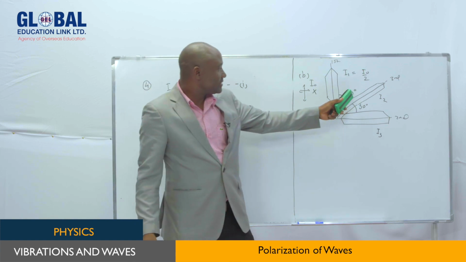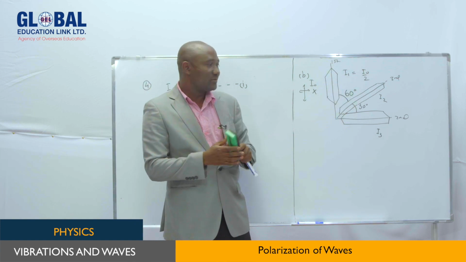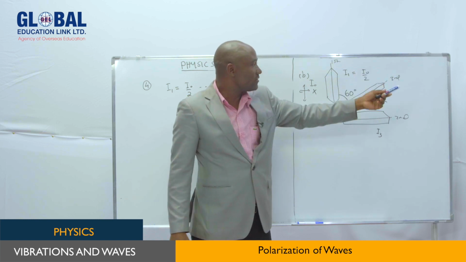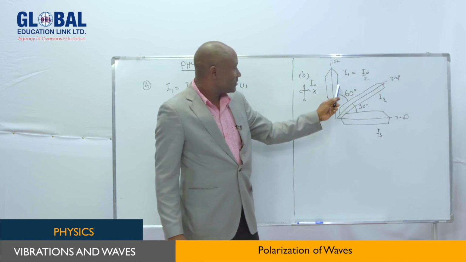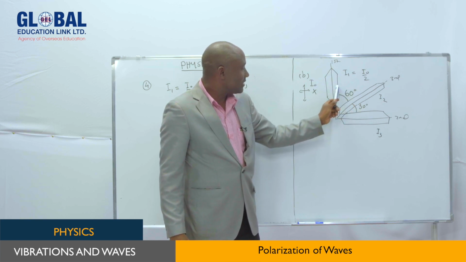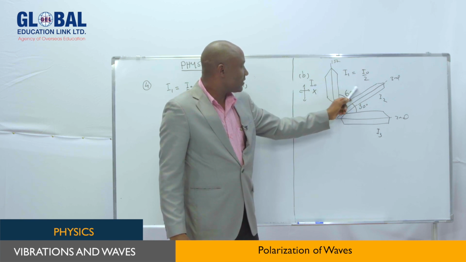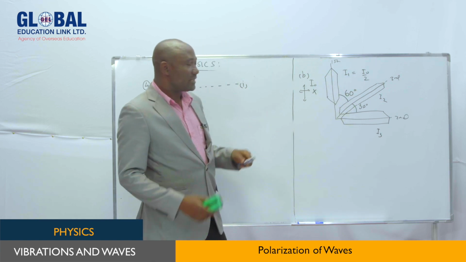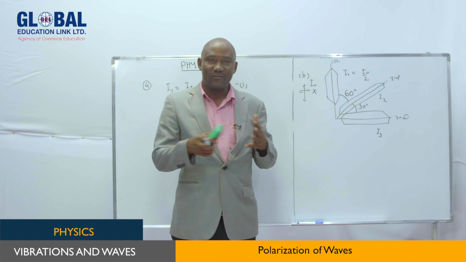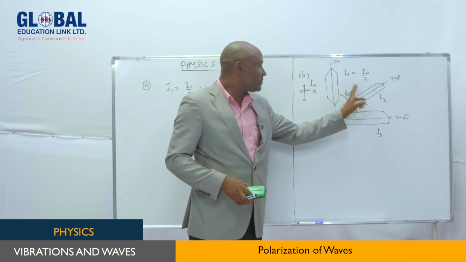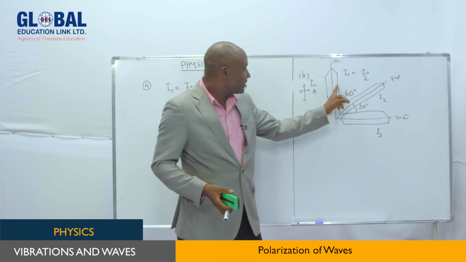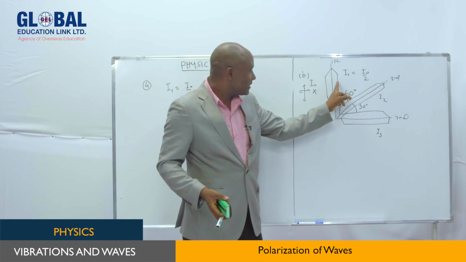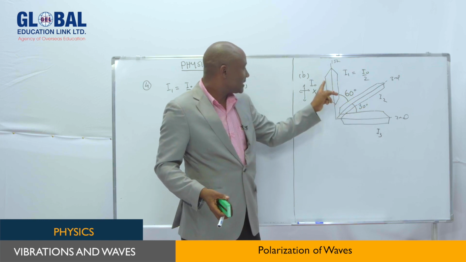Now, we know I1 is I naught over 2. When you're looking for the intensity of the light transmitted to the second polarizer, which was the third, now introduced in the middle, the angle between the two polarizers should be known. According to Malus's theorem, when you're talking of the intensity of light transmitted involving two polarizers, the angle between them should be known. The angle between these two is 60. That's where you apply Malus's law, but here you don't apply it.